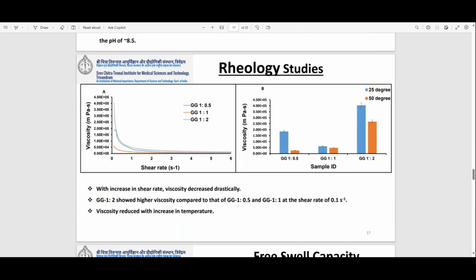And we also checked how the system behaves at different temperatures. The second graph is about the viscosity of the different thiolated gellan gum systems at a shear rate of 0.1 per second and at different temperatures. And we can see that for 1:2 the viscosity is very high. Another piece of information we can get from this graph is that as the temperature increases, the viscosity also reduces in all these cases.